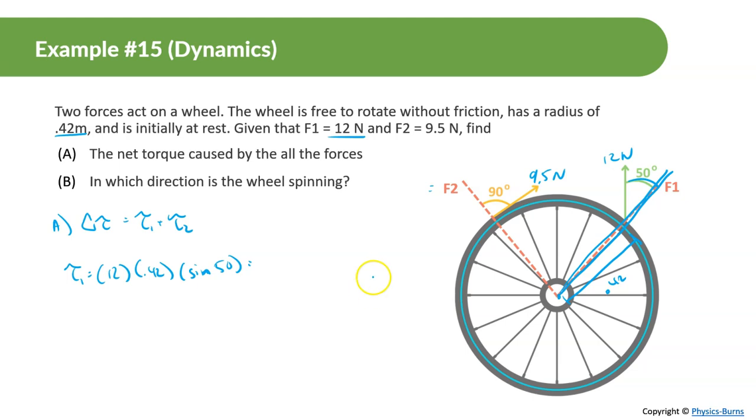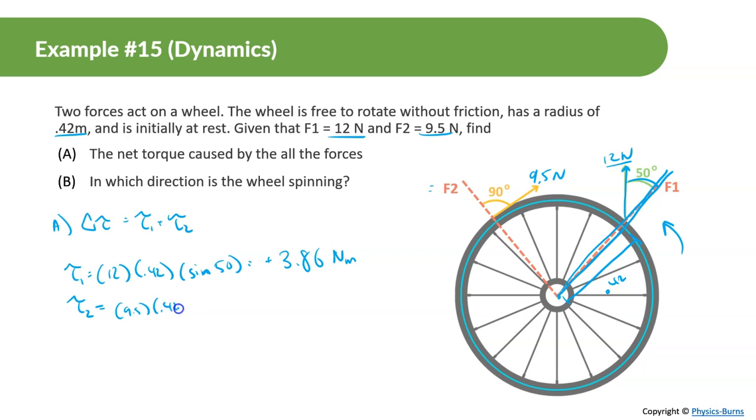So we get 3.86. But we have to remember, is this positive or negative? So when this pulls over here, straight up like this, which way is it going to rotate? Is it going to rotate counterclockwise or is it going to rotate clockwise? And we should know just by looking at this one, it's going to be rotating counterclockwise. So this is positive.